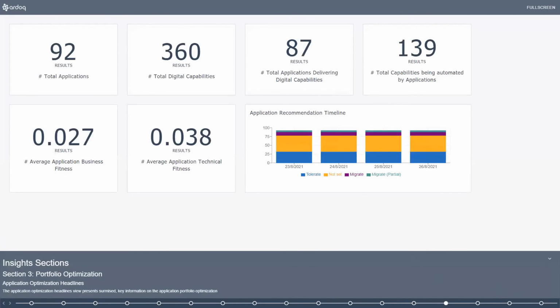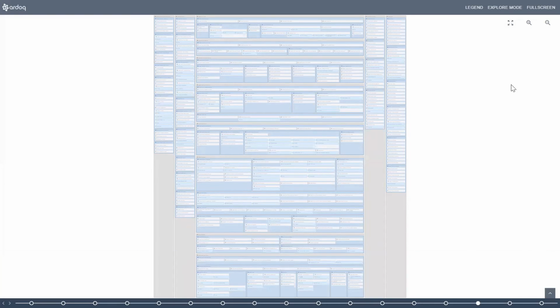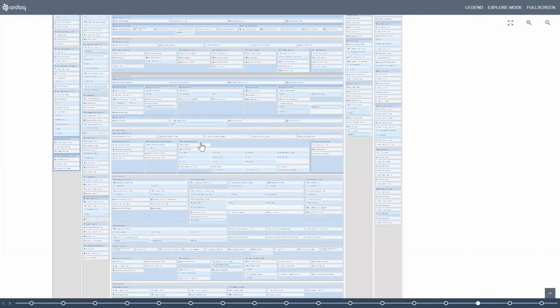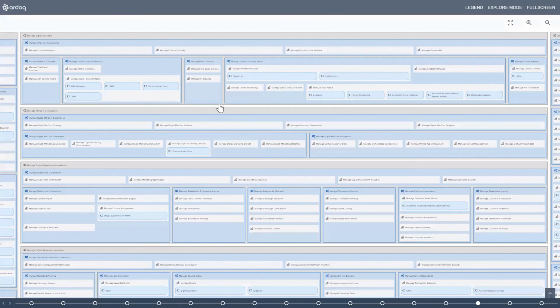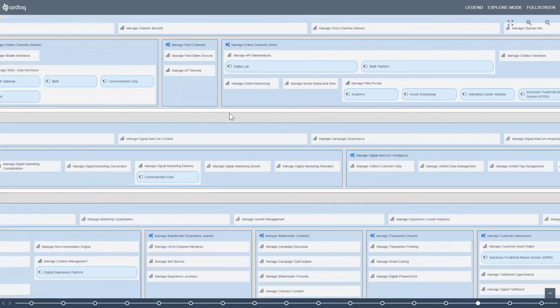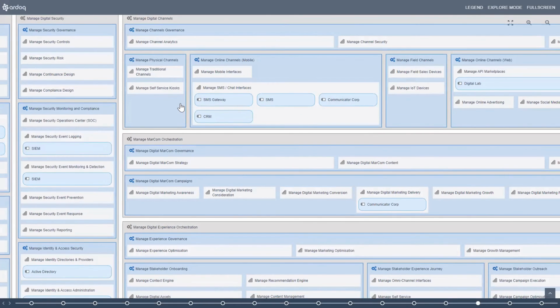Once we have this view and are able to form it for the organization, we can go back to our digital canvas, which I previously illustrated, and now change the view. And I'm just going to minimize this here. We can take our digital canvas and start to overlay, in this case, the application portfolio, but again, keeping in mind that this is applicable to any portfolio. And we can start to understand key application relationships to our digital capabilities.